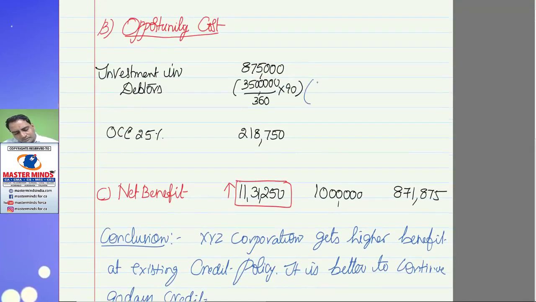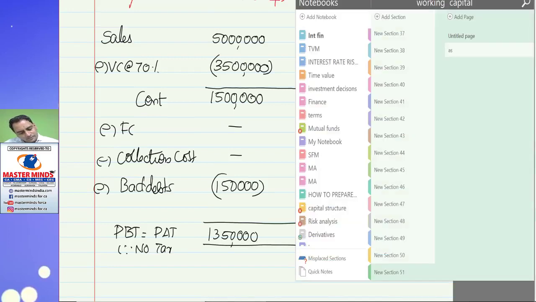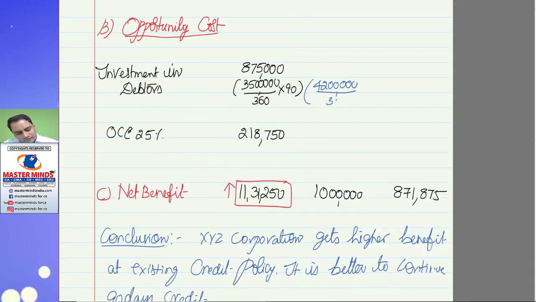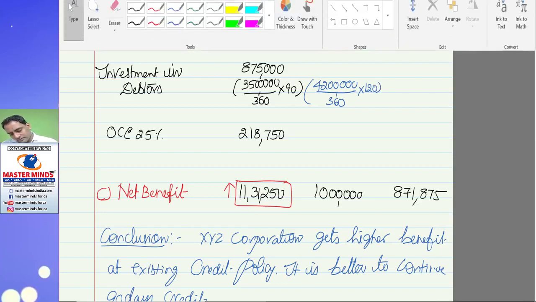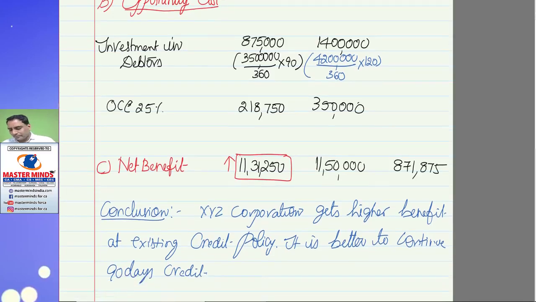So variable cost 42 lakhs, 42 lakh, 47 lakh 25,000. 360 into 120. $14 lakhs into 24, 3 lakh 50. Minus 15 lakhs. 11 lakh 50,000. Okay.